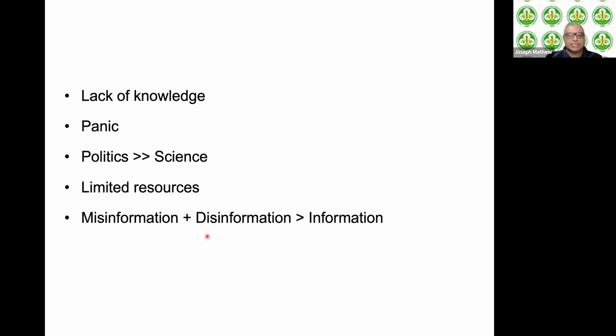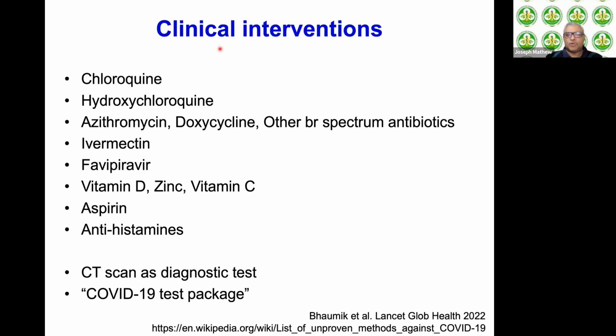And so not surprisingly, at that time there were a lot of clinical interventions which were tried, and this slide shows a list of those which were later proven definitely not to work. These are very nicely documented on Wikipedia in a page called List of Unproven Methods Against COVID-19. But the point is that a lot of these things also found their way into guidelines.